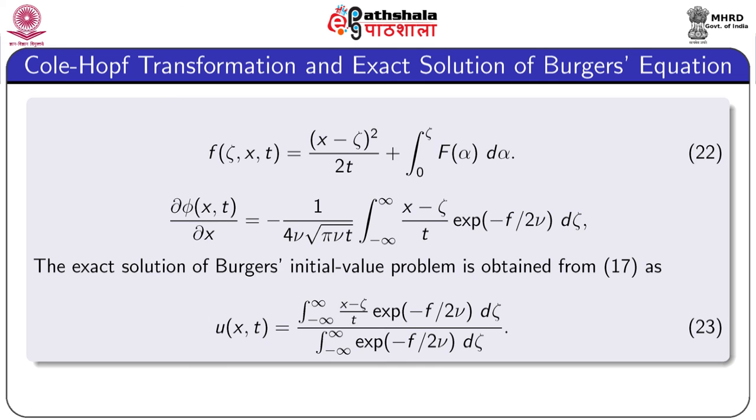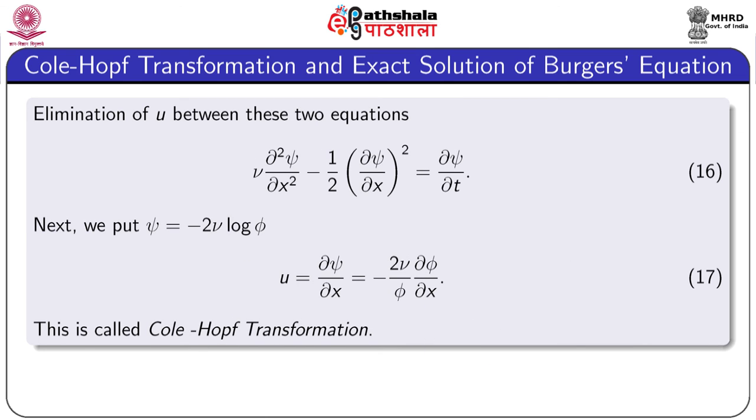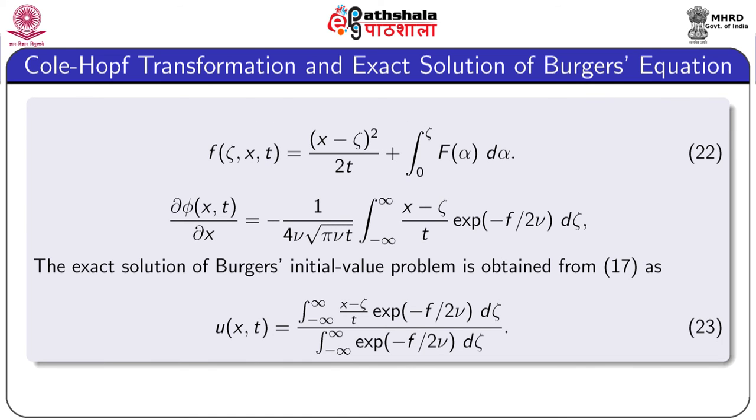Therefore, the exact solution of Burgers' initial value problem is obtained from 17. This is u. We solved the value of phi, or the expression for phi. So, if you substitute that here in 17, you obtain the solution which is written in equation number 23. So, here you have to substitute the value of phi and the value of ∂phi/∂x. So, that gives this solution. In this way we can obtain the exact solution of nonlinear Burgers' equation using the Cole-Hopf transformation.